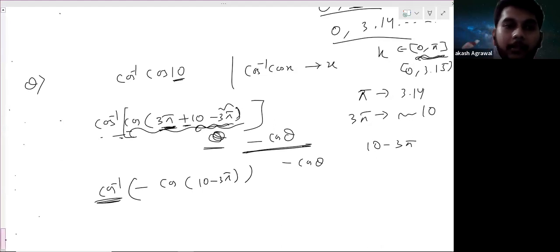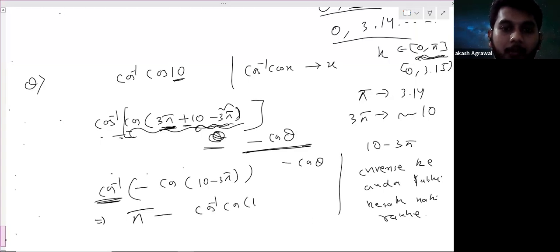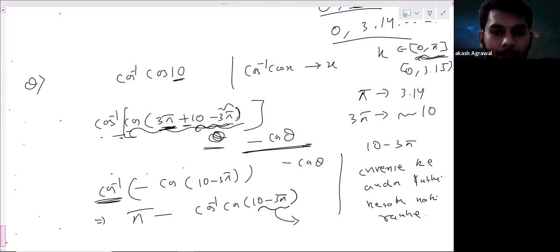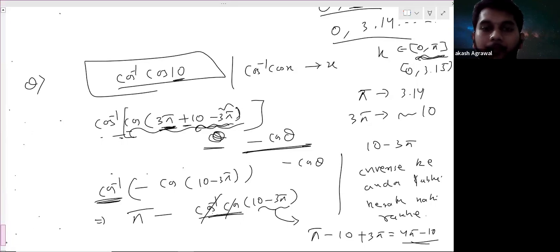Now remember this thoroughly: never keep a negative inside an inverse. What is cos inverse of negative x? Pi minus cos inverse x. So can I write this as pi minus cos inverse cos of 10 minus 3 pi? And we already saw this value lies in the principal range. So I can cancel directly. What will it become? Pi minus 10 plus 3 pi, which is 4 pi minus 10. Understood? Yes, sir. These questions look very small but they get a bit complicated. Please write it down.